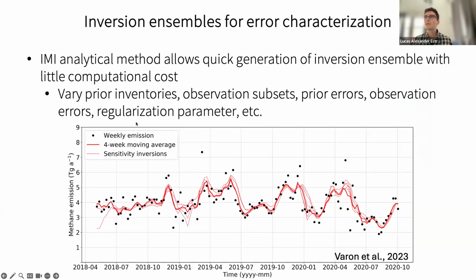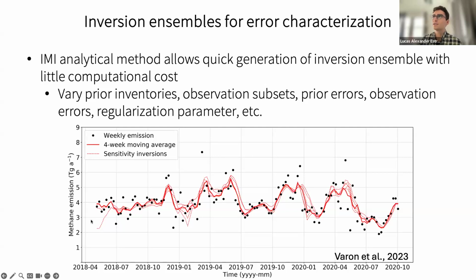Okay, and now I want to talk about inversion ensembles for error characterization of the IMI. The IMI uses an analytical method, which does provide posterior error covariance matrices. However, these posterior error covariance matrices are only accurate if you know your prior errors as well as your observation errors, and you're regularizing them appropriately. When you don't know those very well, there are still ways to gather uncertainty estimates on your inversion results.